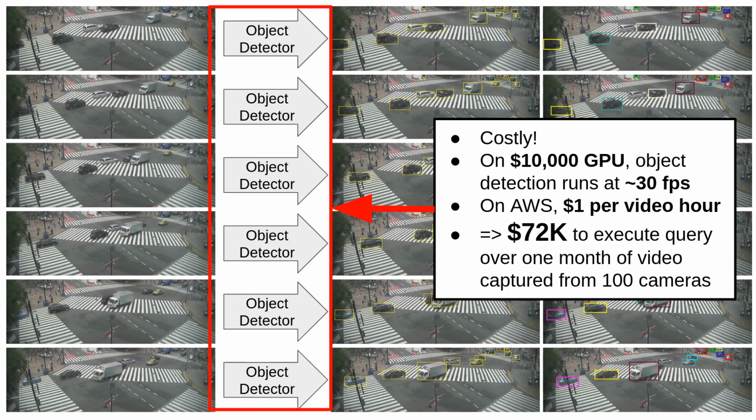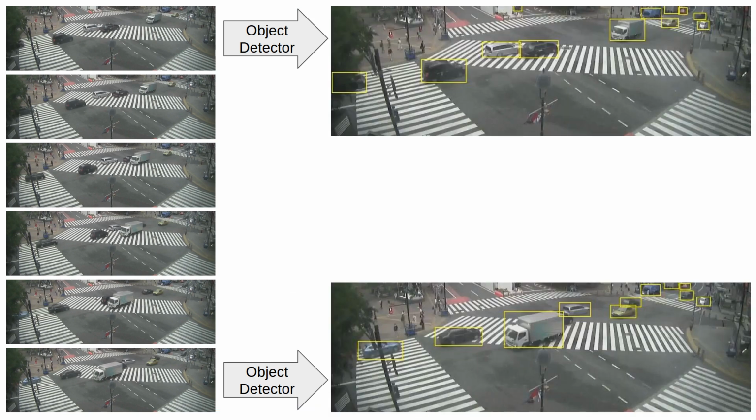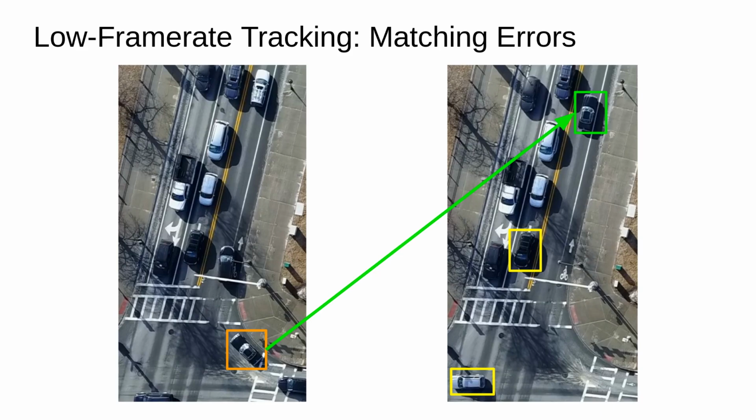Executing a query in this way over 1 month of video captured from 100 cameras would cost $72,000 to process on AWS. Rather than apply the object detector on every frame, we could try applying it at a lower frame rate where frames are temporally further apart. So we could apply it at 1 frame per second, or even 0.5 frames per second. The challenge then becomes accurately computing object tracks and evaluating the predicate at those low frame rates. There are 2 main issues that we find may arise when tracking at low frame rates.